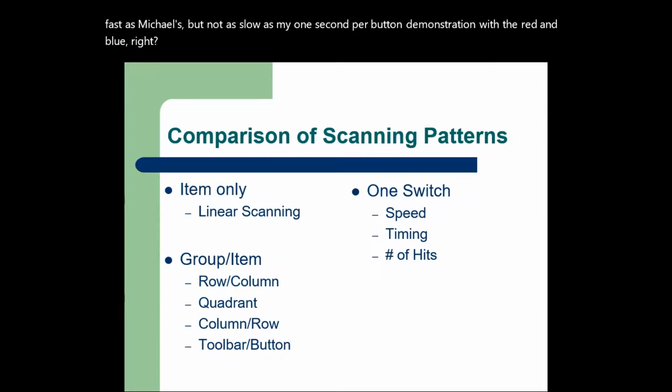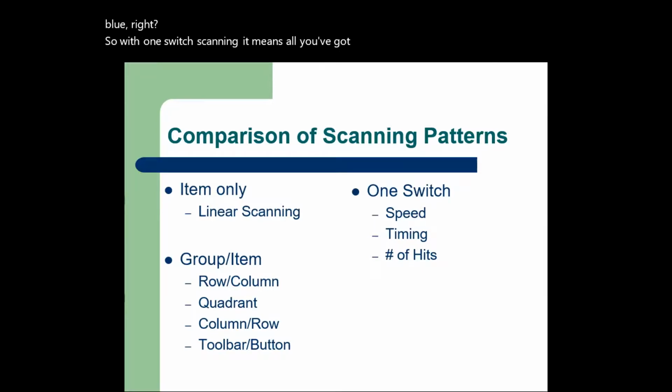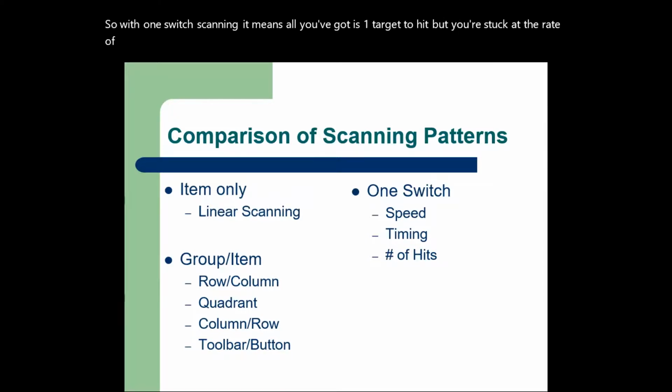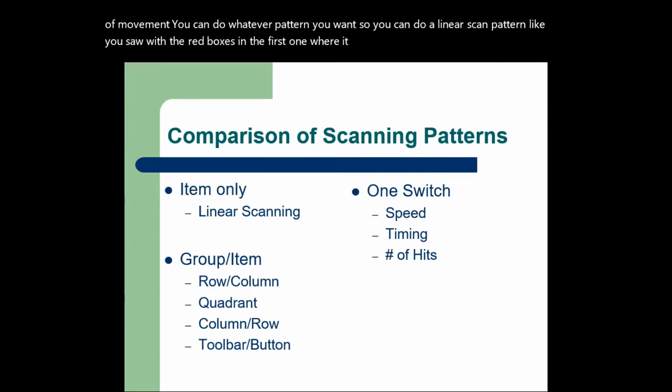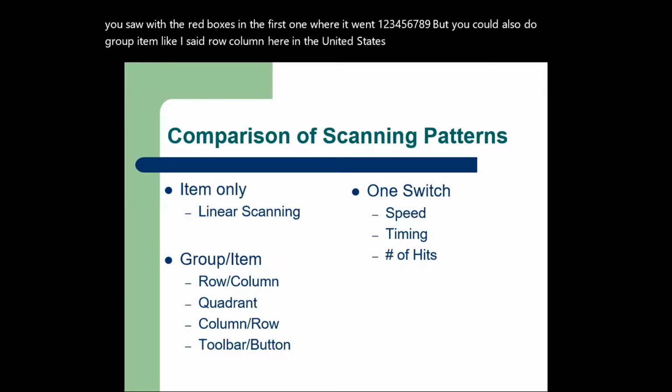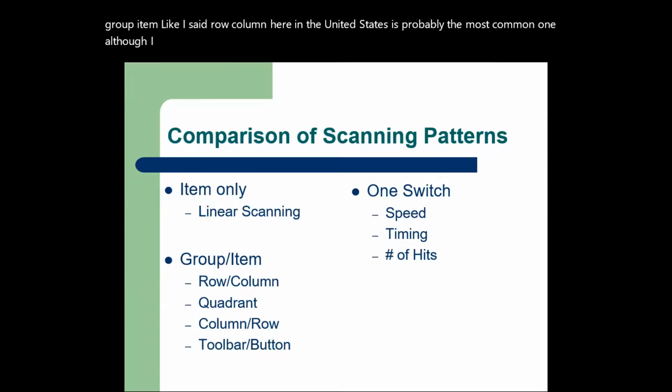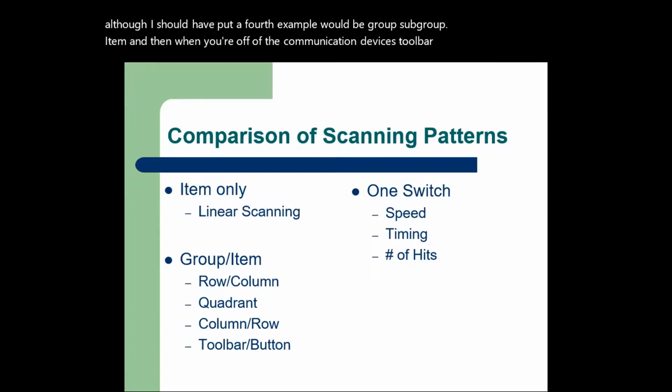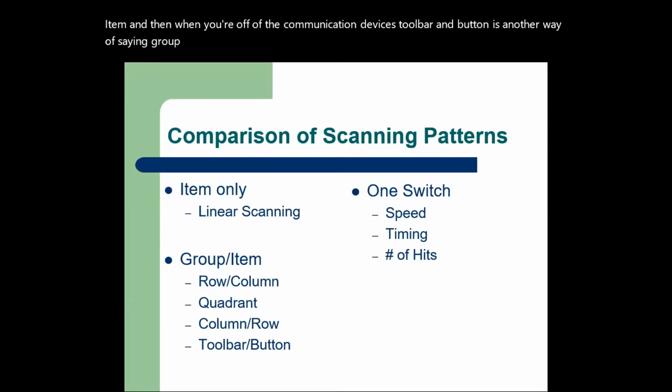So with one switch scanning, it means all you've got is one target to hit, but you're stuck at the rate of movement. You can do whatever pattern you want. So you can do a linear scan pattern like you saw with the red boxes in the first one where it went 1, 2, 3, 4, 5, 6, 7, 8, 9. But you could also do group item. Like I said, row column here in the United States is probably the most common one. Although I should have put a fourth example, which would be group subgroup item. And then when you're off of the communication devices, toolbar and button is another way of saying group item. So you'll see that on your on-screen keyboards if you're using switch scanning off of there.